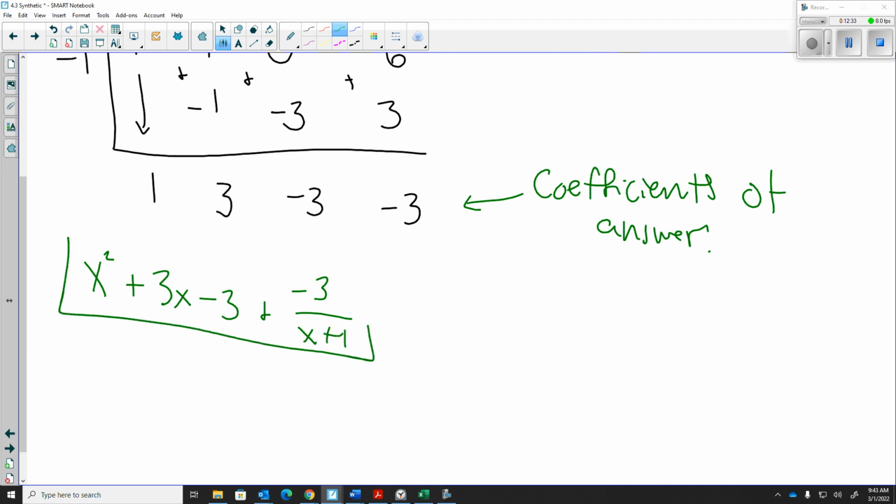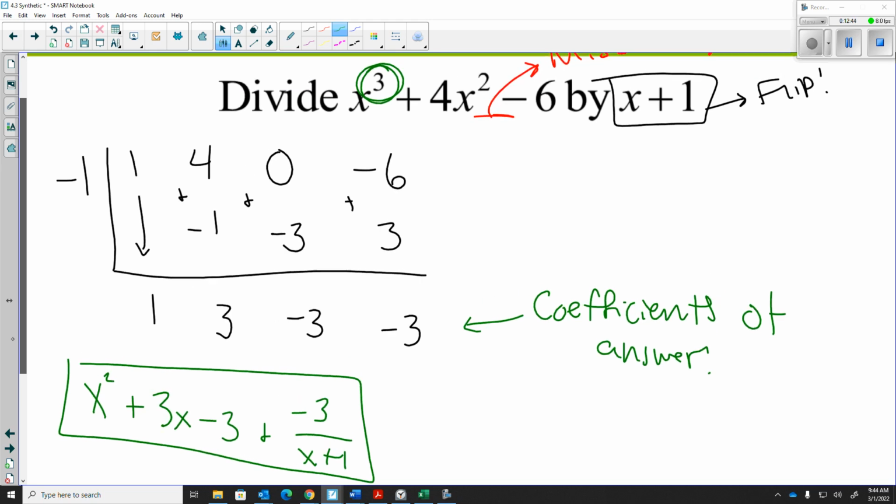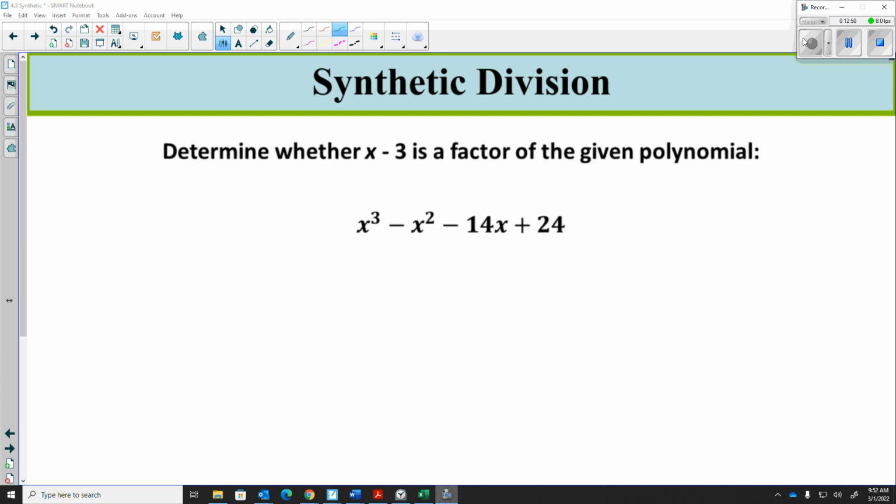Is that easier than long division? Yes, it is. Okay, you want to try one on your own? All right, then try this one on your own. It says determine whether x minus 3 is a factor of the given polynomial. What the heck does that mean? Well, let me ask you this.